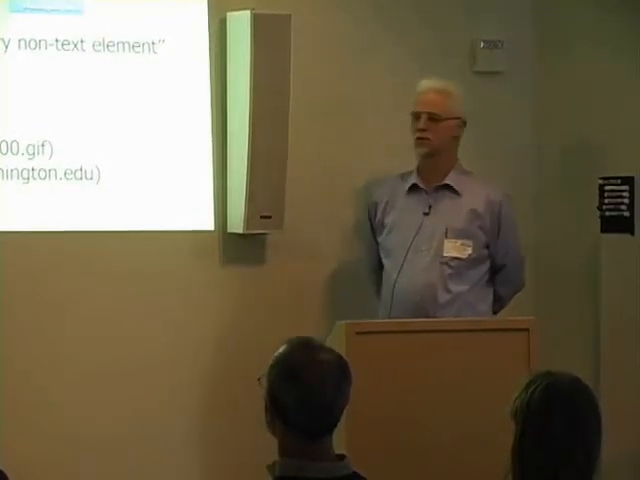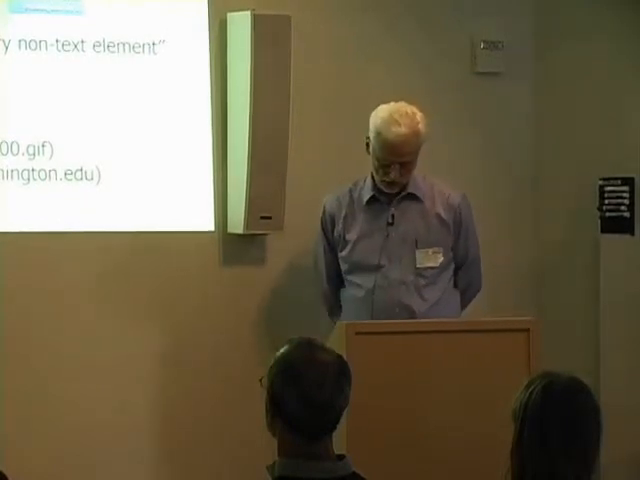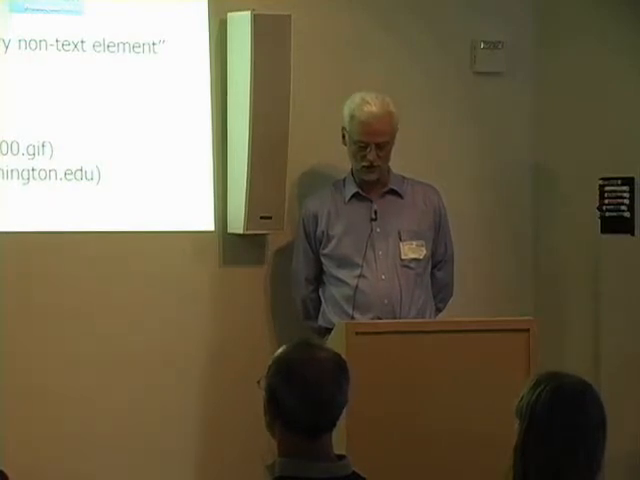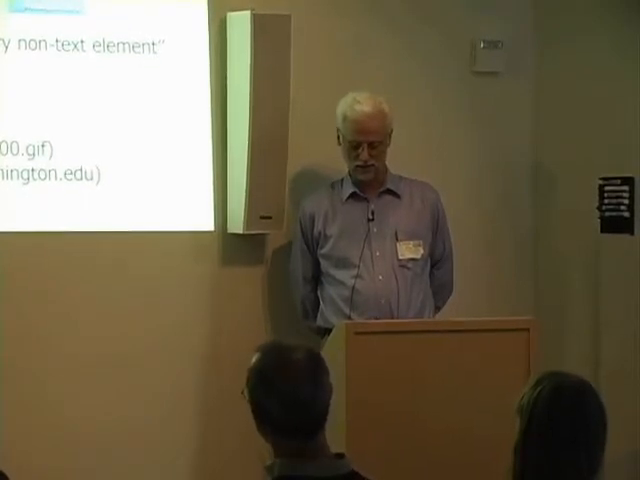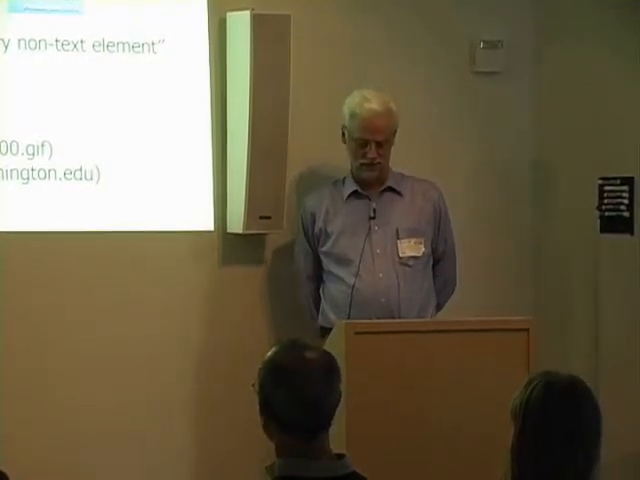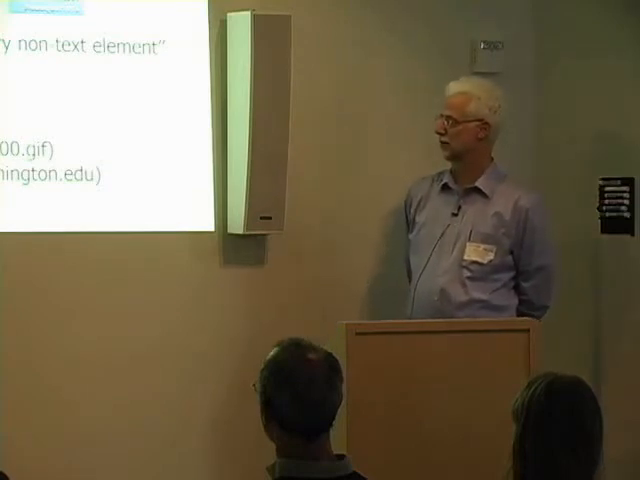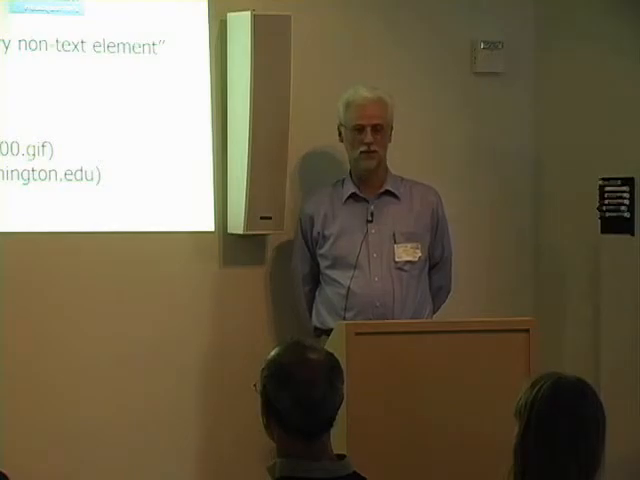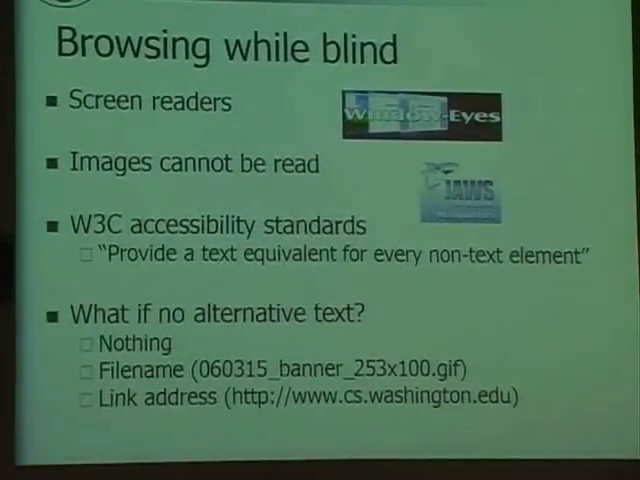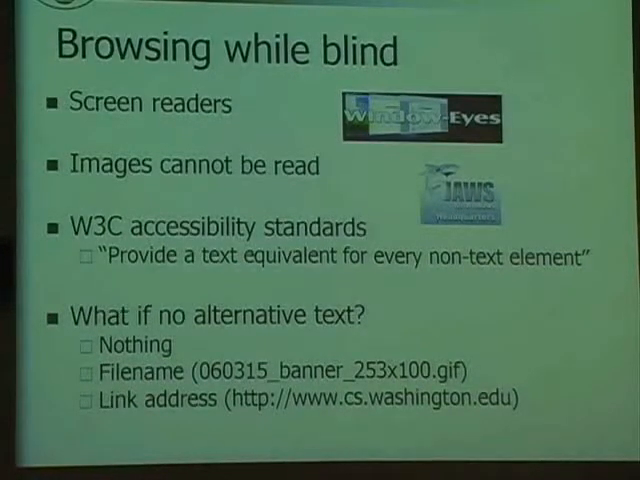If there is no alternative text, what does a screen reader do? Well, it may do nothing because there's no option for it to do. It may return a file name because most images have a file name, and this one here says 06030315_BANNER_ and something that ends in GIF. I read that out for TV Raman's sake. Would that be satisfactory? Probably not as alternative text. Or maybe better would be a link address if it's an active element and it has a link associated with the image. So this one would be http://www.cs.washington.edu. And that might not be as good as something that said, link to University of Washington, or to the computer science department at the University of Washington.